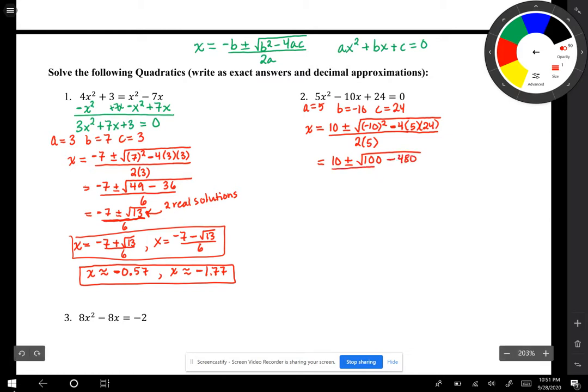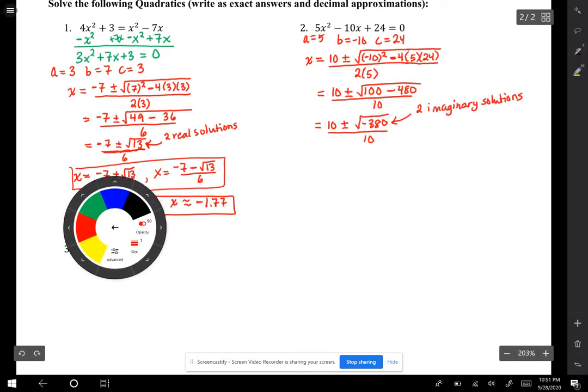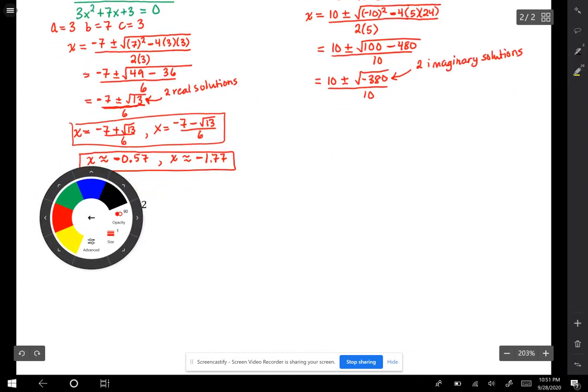All over 10. So that's 10 plus or minus negative 380 all over 10. Now, hopefully you notice the discriminant is negative, so you're going to have two imaginary solutions because you can't take the square root of a negative number in the real number system, but you can use imaginary numbers. Let's move that over here. All right, negative 380 is a very large number. And remember, we're going to compensate for the negative by putting an i in front.